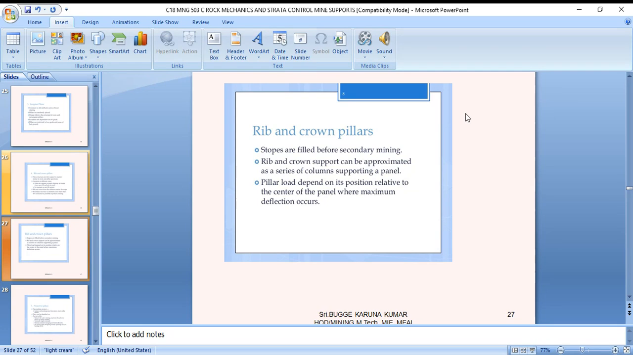Ribs and crown supports can be approximated as a series of column supports in a panel. Pillar load depends on its position relative to the center of the panel, where the maximum deflection occurs.